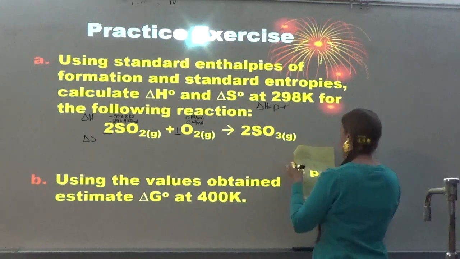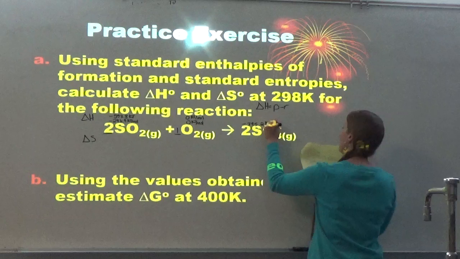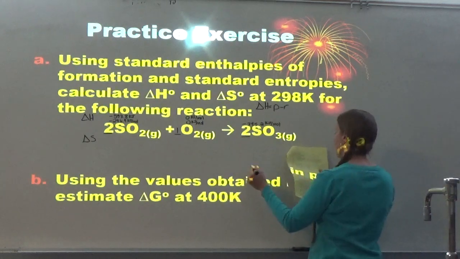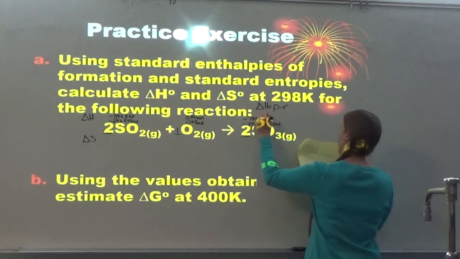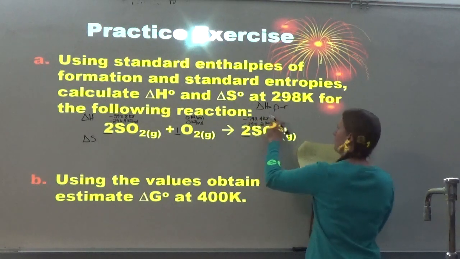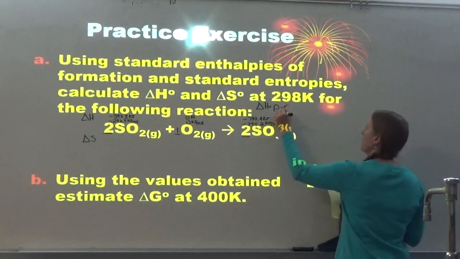All right, SO3 is negative 395.2 kilojoules per mole. But I'm going to multiply that by 2. So you're going to see me use negative 790.4 kilojoules per mole. Whoops, wait, remember the moles cancel. Sorry, I put moles right there. All right, so we just do our products minus reactants.